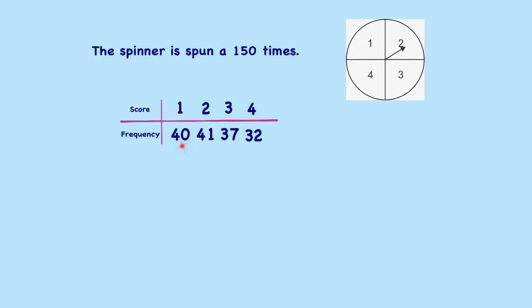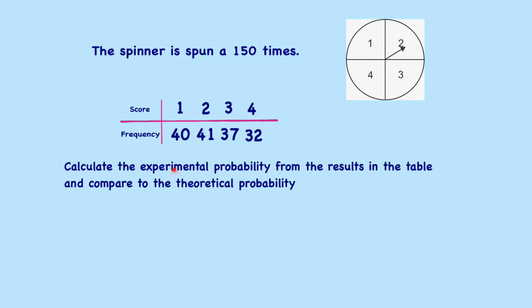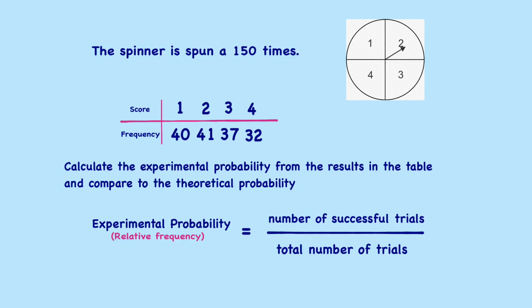So it landed on a 1 40 times, a 2 41 times, a 3 37 times and a 4 32 times. And what we have to do is calculate the experimental probability and then compare it to the theoretical probability. So first of all, we have our formula.